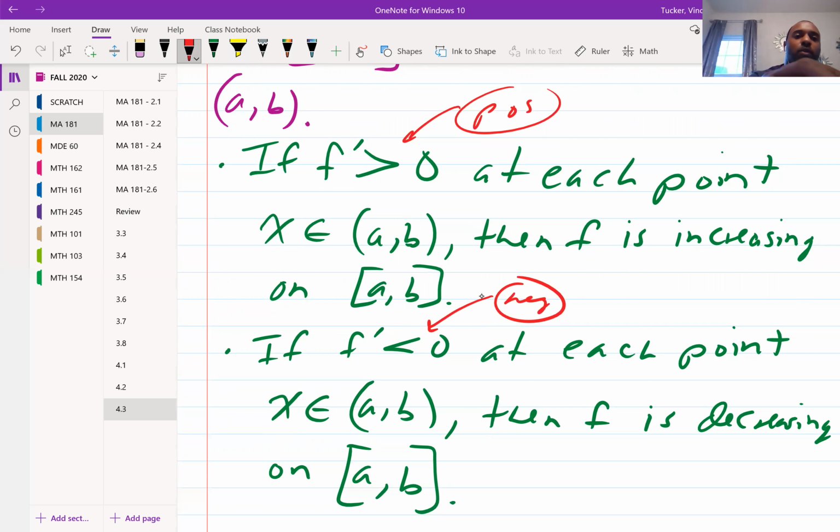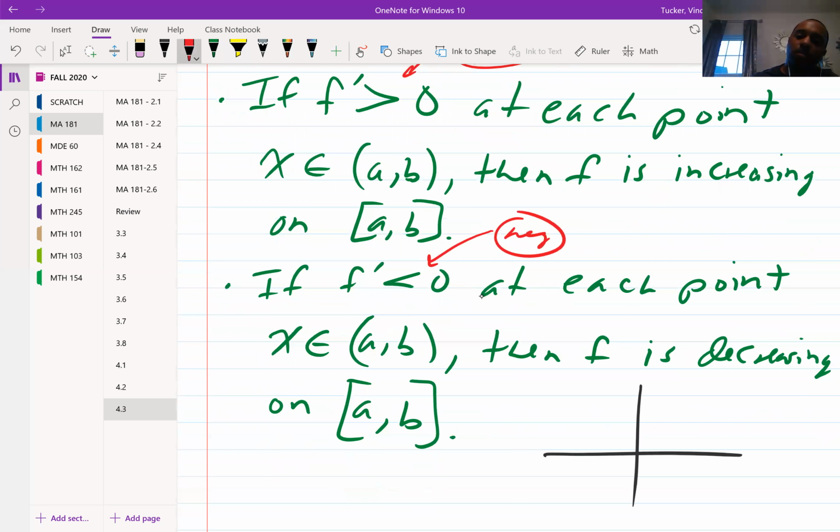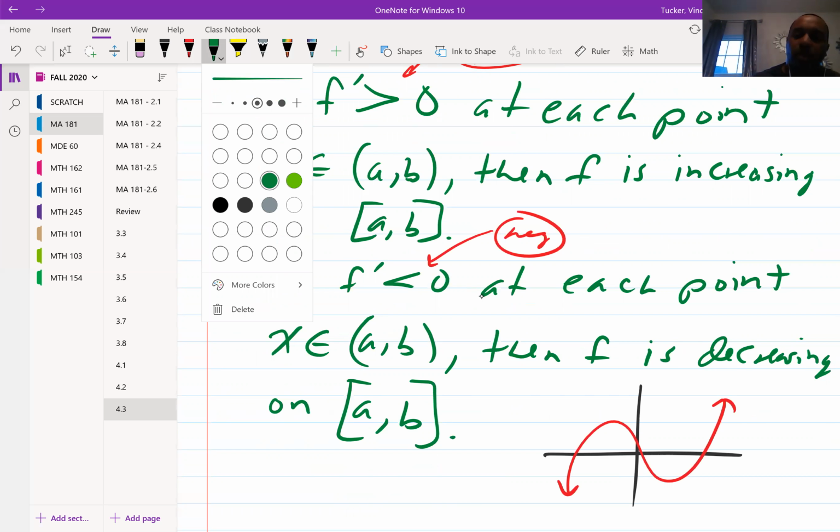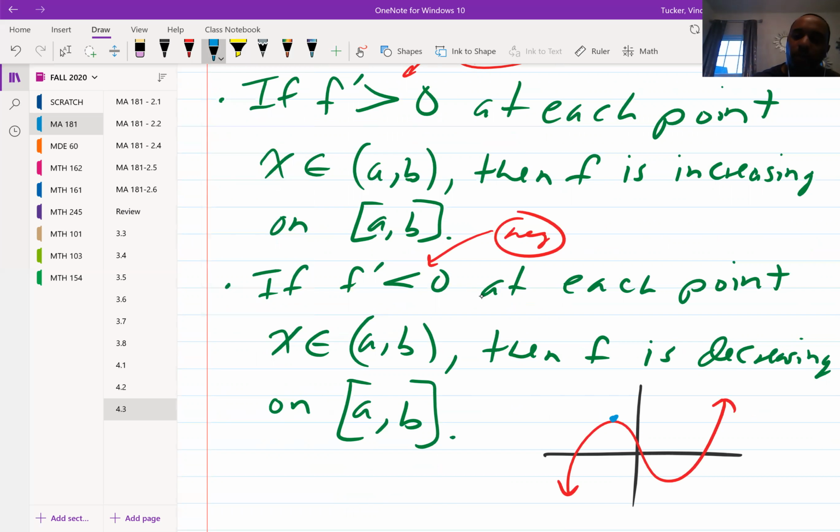So when you talk about a graph, just generically, if I have this point right here, it's increasing up to this point, decreasing down here, and then increasing up here. So that's what we're talking about, the intervals in which your graph is increasing or decreasing.